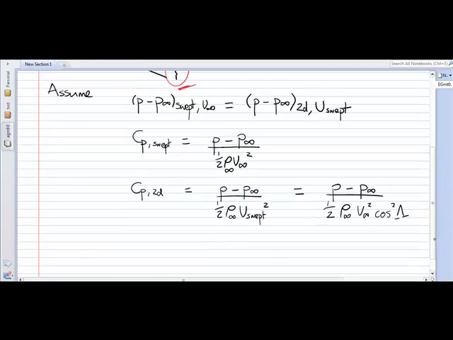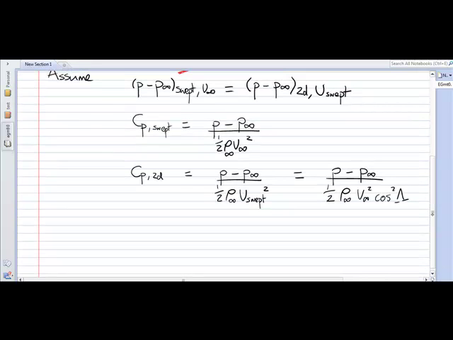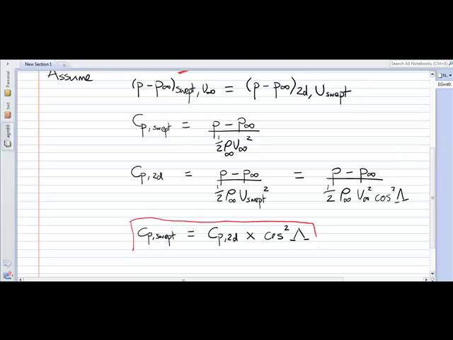Now just comparing those two expressions, obviously this implies that Cp for a swept wing is equal to Cp for a 2D wing times cos squared of lambda. So this is the first thing that we can note, almost just from pure geometry and definitions of pressure coefficients.